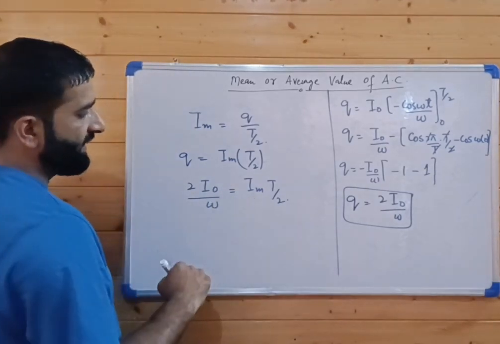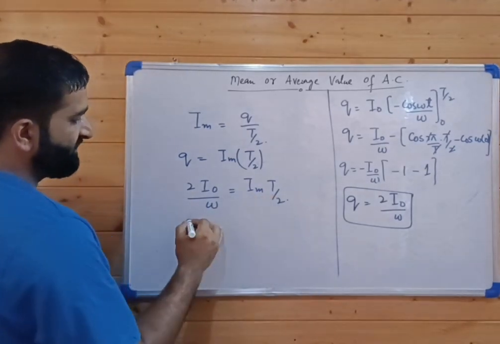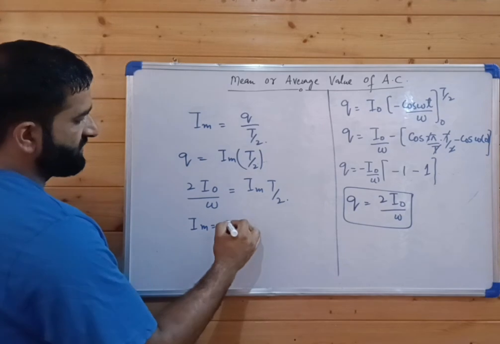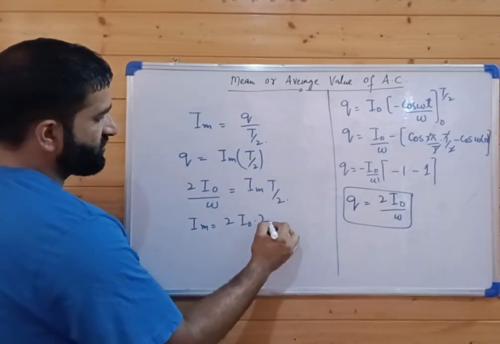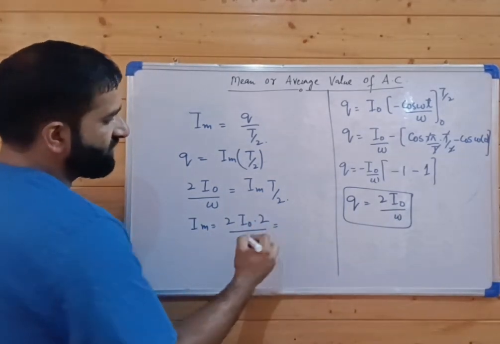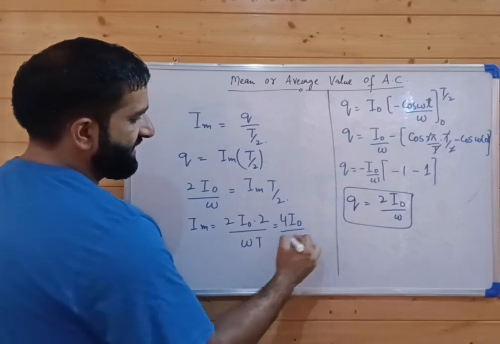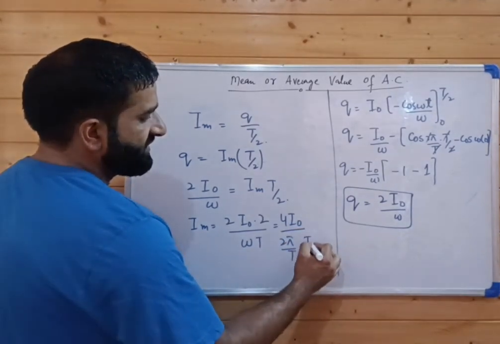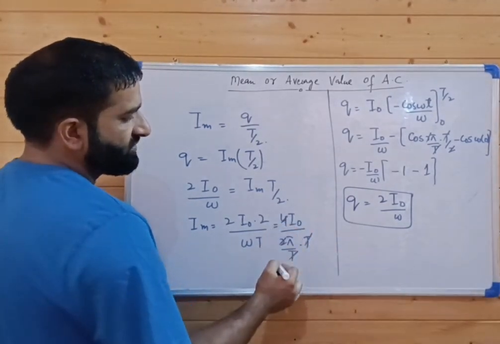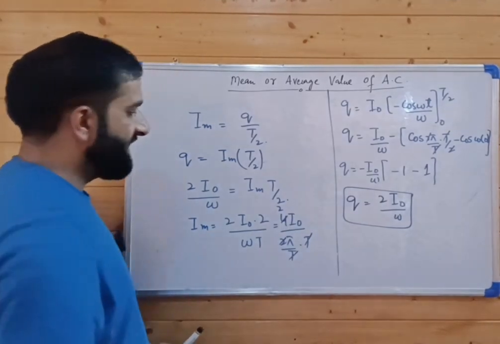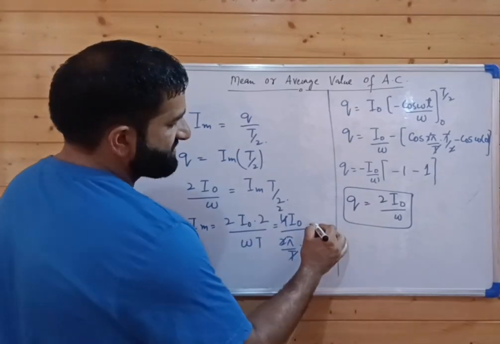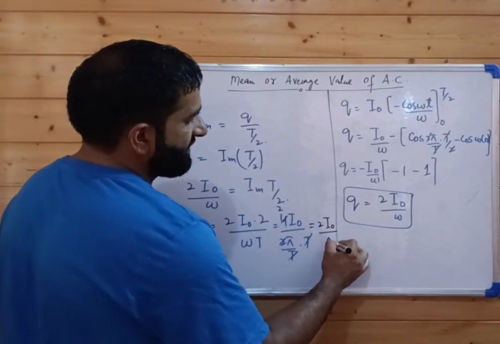Now we have that Im is equal to twice I0 into 2 divided by omega T. So we have 4 times I0 divided by 2 pi by T into T. T and T cancel out. Here the value of Im comes out to be twice I0 divided by pi.